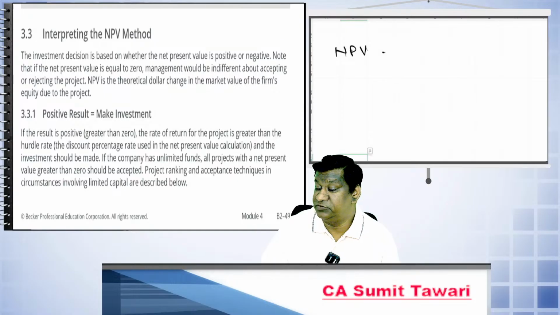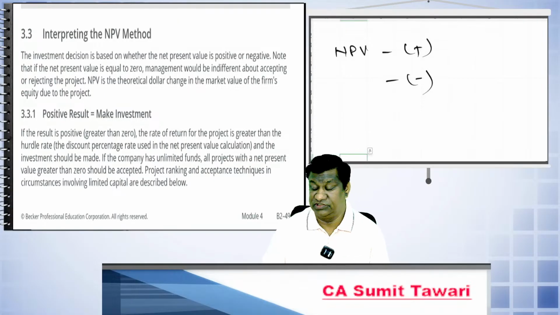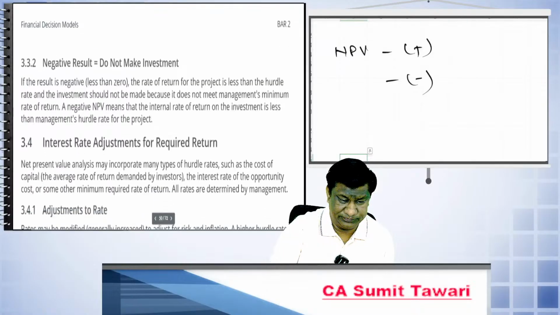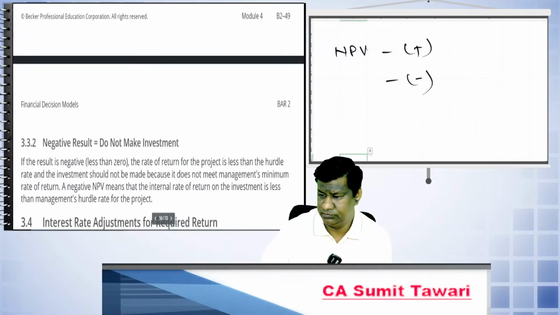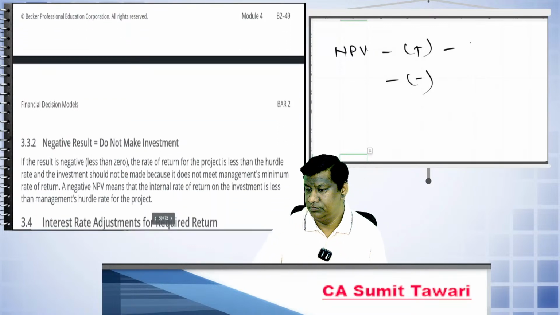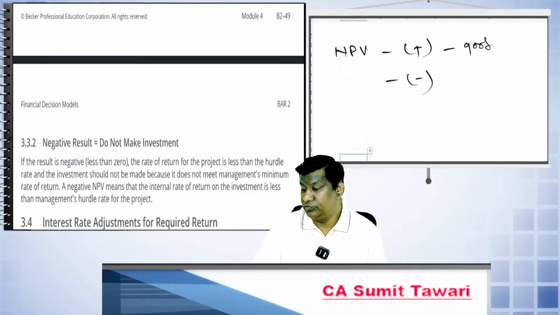If NPV is positive, then what we need to do, and if NPV is negative, then what we need to do? What is the impact? If it is positive, then it is good to invest in a project. Good to invest. And if it is negative, not good to invest.